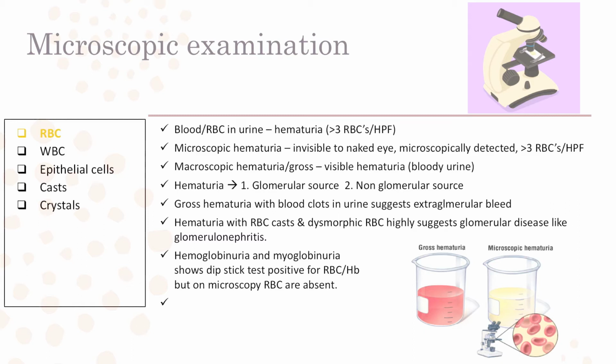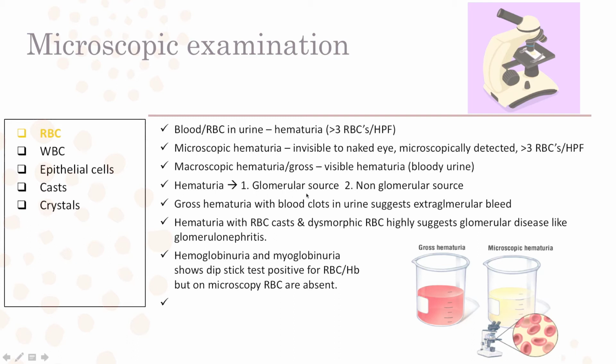RBCs, or blood in urine, are called hematuria. Greater than 3 RBCs per high power field, you can see here, this is in one circle, in one visual. If we get more than 3 RBCs, we call that hematuria. Microscopic hematuria is invisible to the naked eye. The urine will retain its yellow color, whereas macroscopic, or gross, hematuria will make the urine bloody. So greater than 3 RBCs per HPF detected microscopically is microscopic hematuria, whereas macroscopic hematuria is bloody urine.